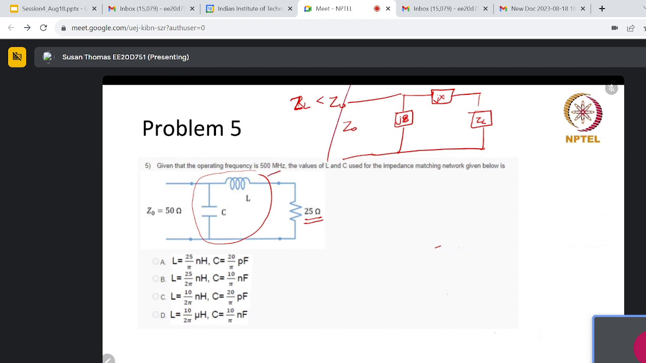Now, operating frequency is again given to you. Now, how do you calculate L and C for this? Here you need to find both L and C. So let me give you the equations. I hope you would have gone through the lecture videos. There you would have come across this: L is ZL by 2 pi F and C is 1 by 2 pi F Z0. Please try to find out these L and C values. Substitute for ZL, F and Z0.